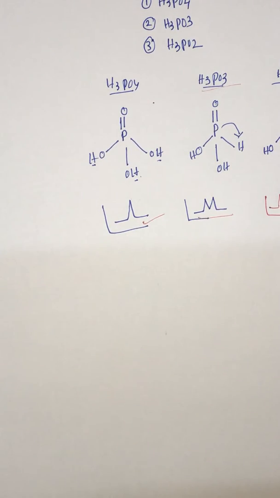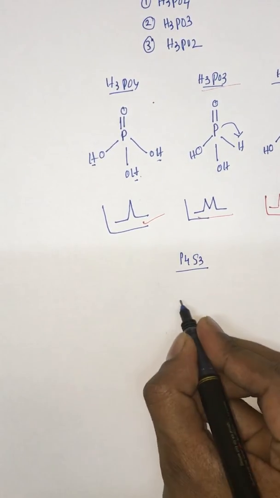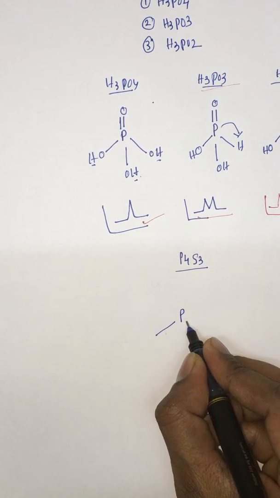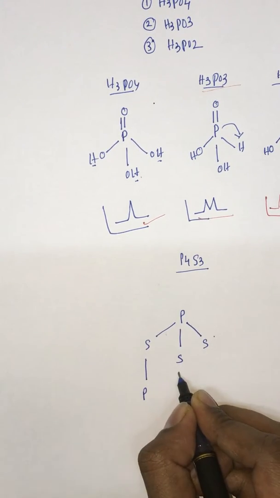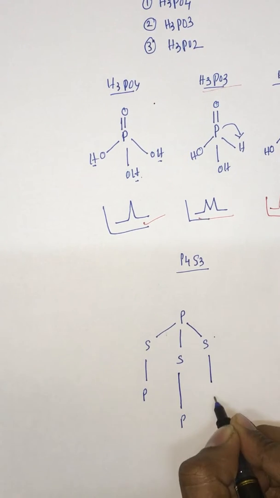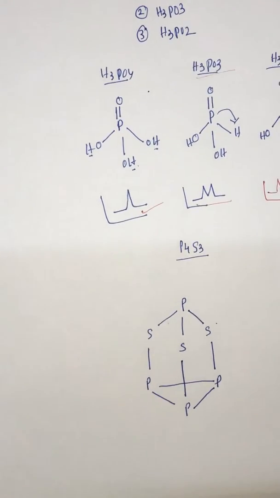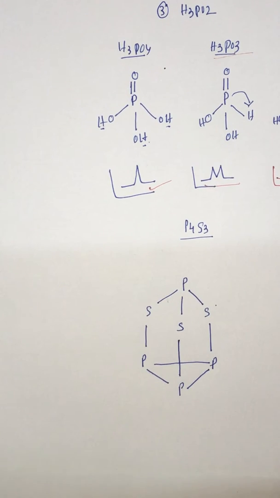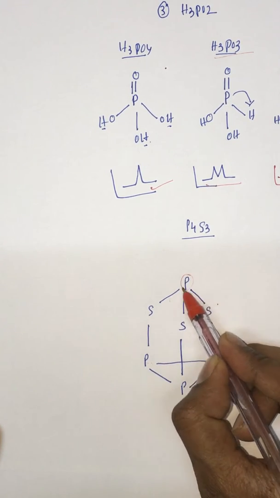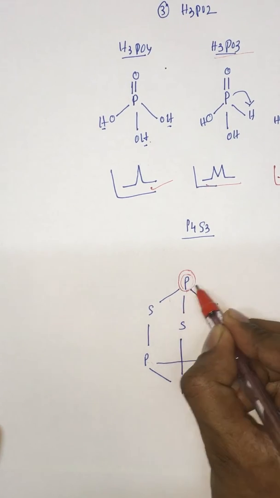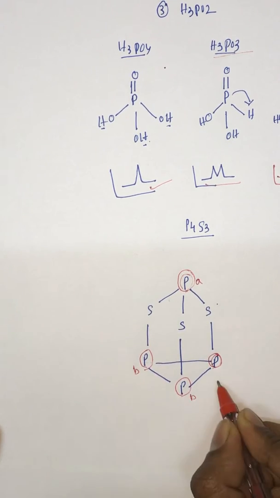And the next example we have is P4S3. So the structure of P4S3 looks like this. There are direct P-P bonds here. If we see this structure properly, here one phosphorus is attached by P-S bonds, so this comes under one type. Let's imagine this is PA type, and these three will come under another type. So we'll call it a PB type.